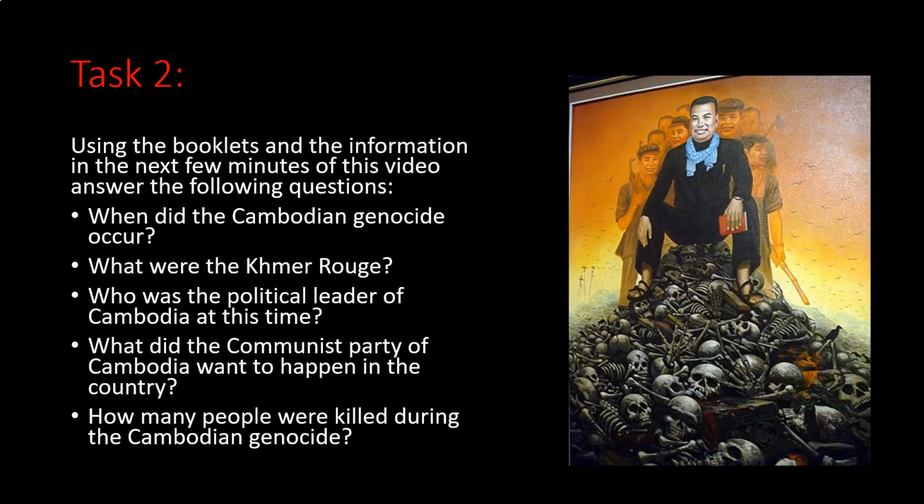And by the end of their 4 years, somewhere between 1.7 and 3 million Cambodian people have died because of the actions of the Khmer Rouge. So it's an extremely difficult part, or very upsetting part of history to think about. But this is just one example of what genocide is. This is what happens with genocides.